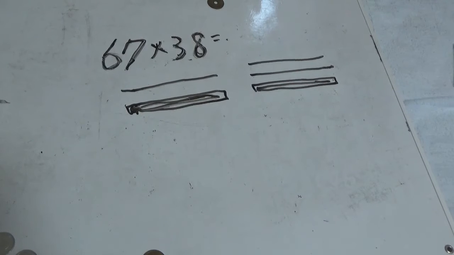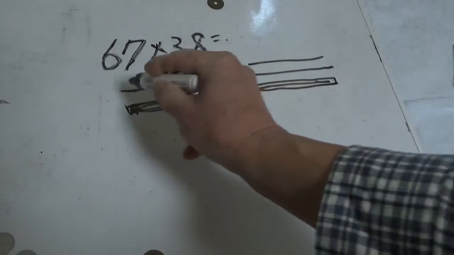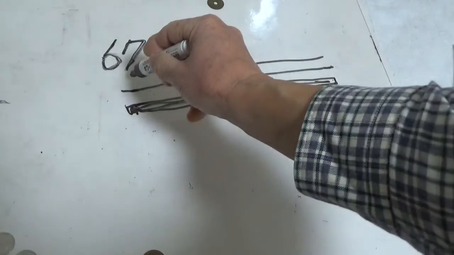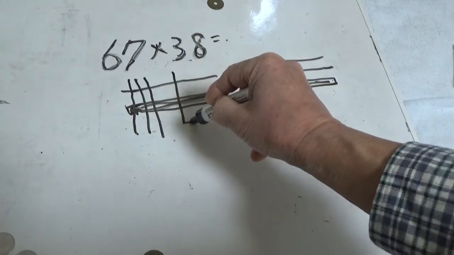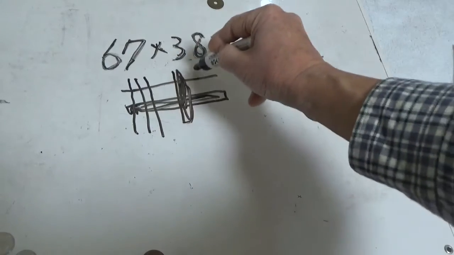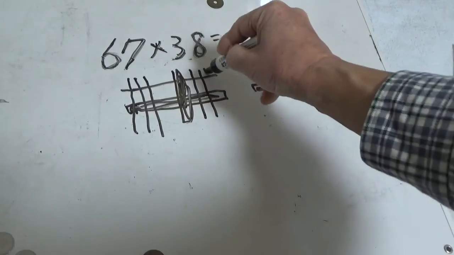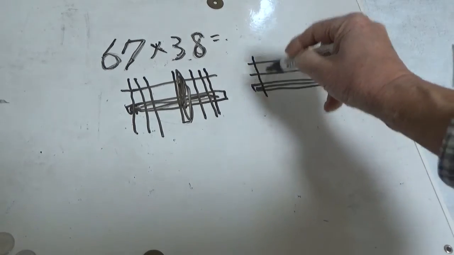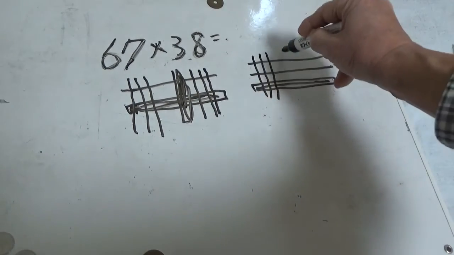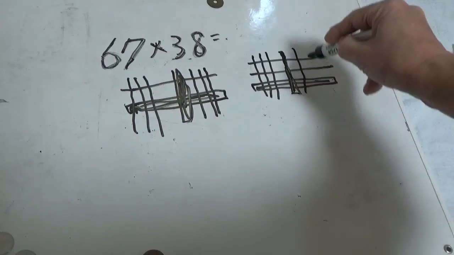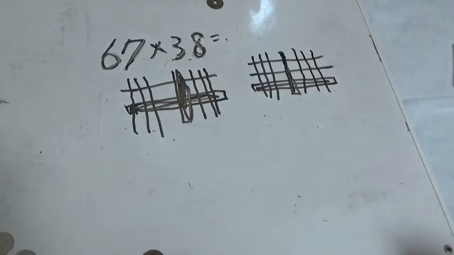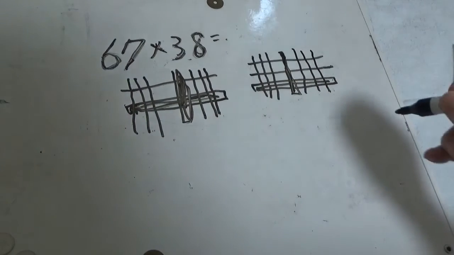Now let's calculate more complicated multiplication. 67 multiplied by 38. 1, 2, 3. 1, 2, 30. 8. Okay, let's count the number of points.